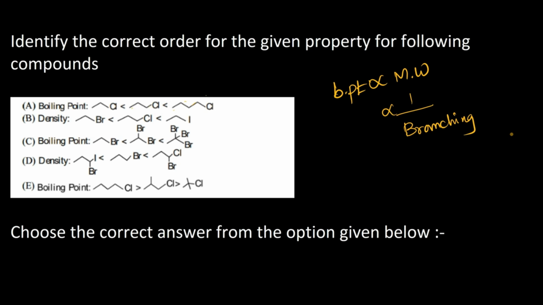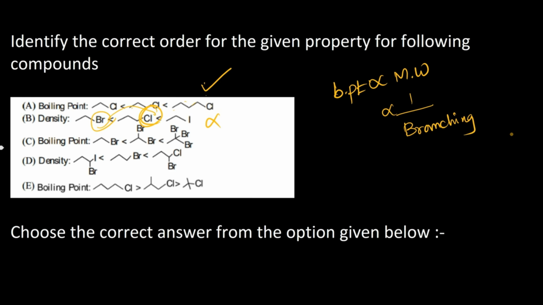This is right. What about density? Density is also more or less the same as boiling point. So here I have bromo, chloro and iodo. Density increases as atomic mass increases. So bromo shouldn't be here. It should be in the chloro position. So which makes it wrong. And then boiling point again.